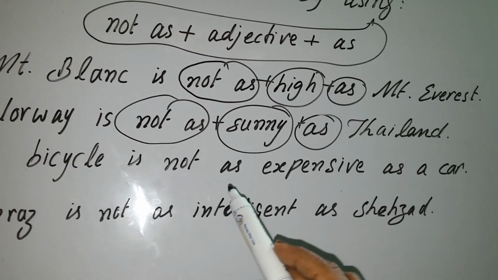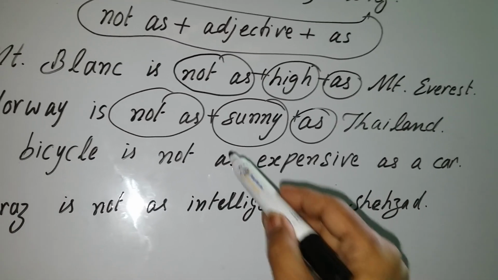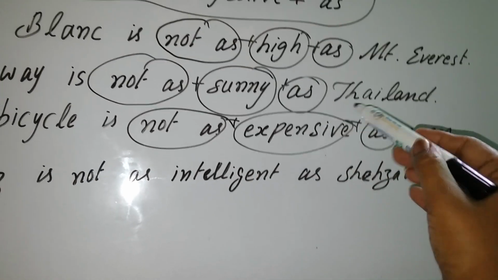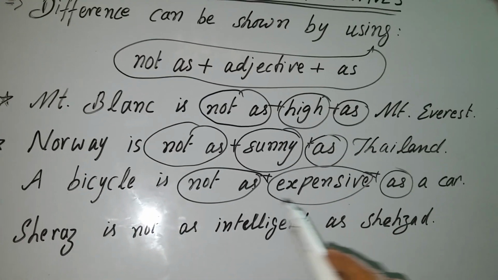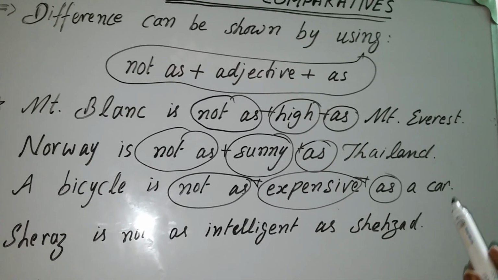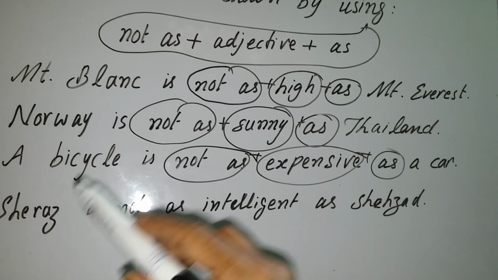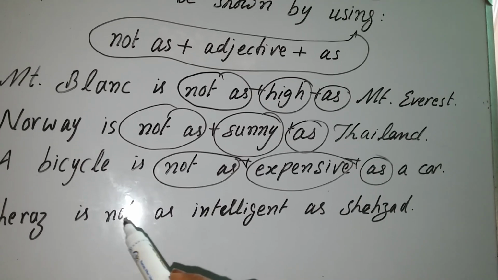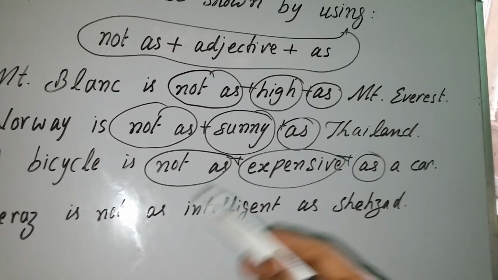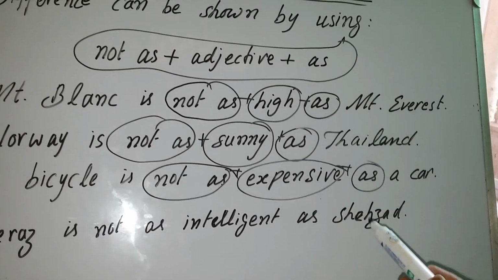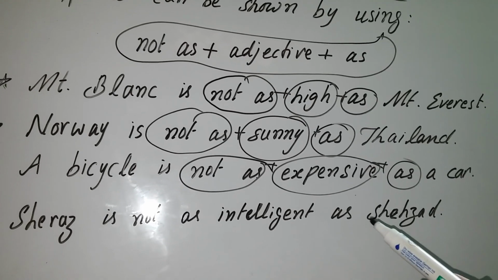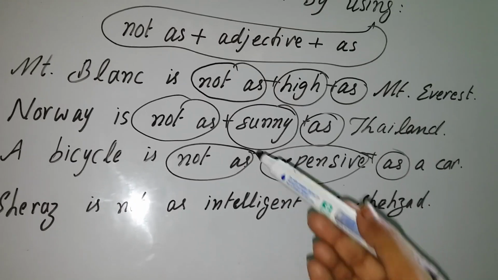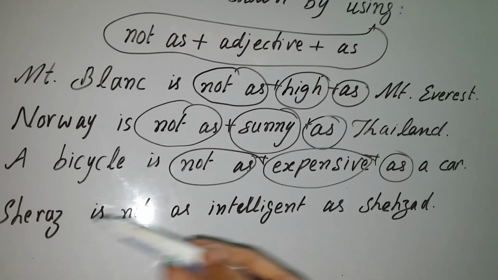A bicycle is not as expensive as a car. Not as plus expensive plus as. A bicycle is not as expensive as a car. It means a car is more expensive than a bicycle. Or we can say that a bicycle is less expensive than a car. In this way we can also make the comparison in which we want to show the difference. This is another way of showing the difference.